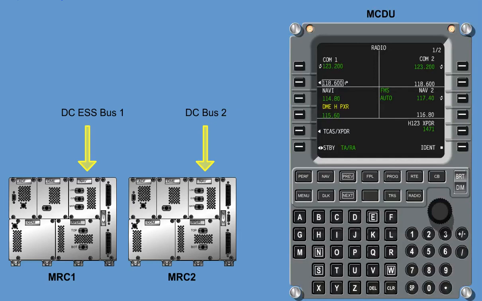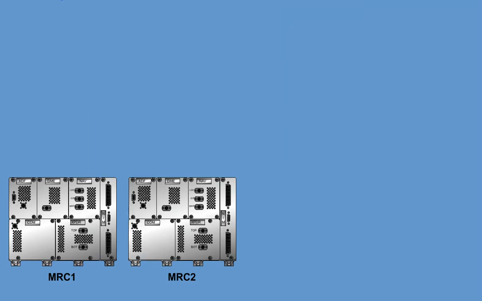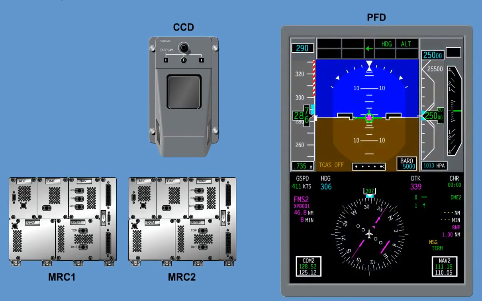The MCDU is the primary means of selecting and tuning the navigation radios. A secondary means of radio control is accomplished using the CCD and the PFD.